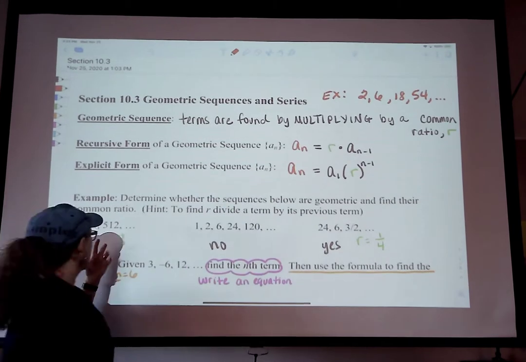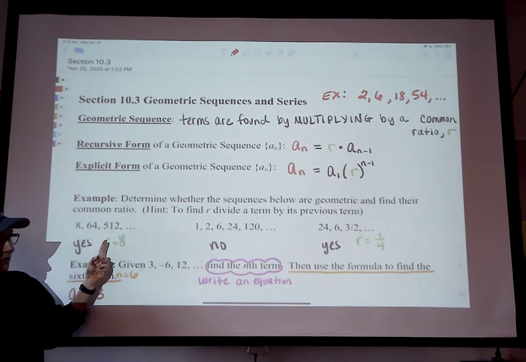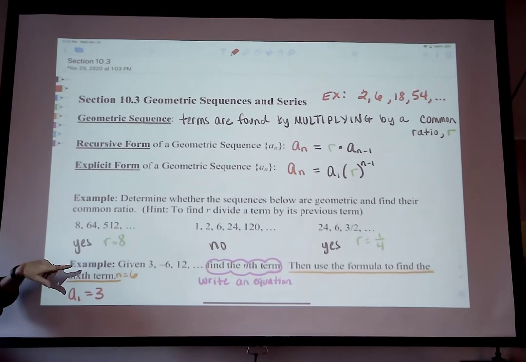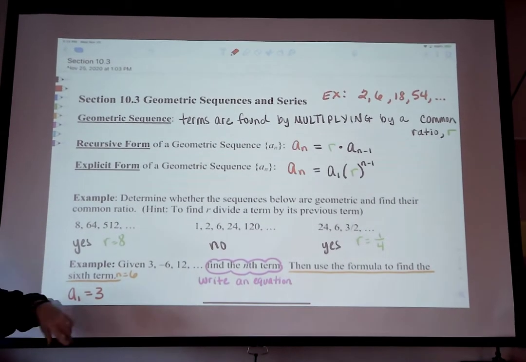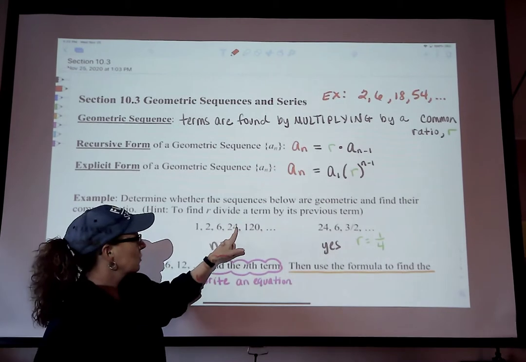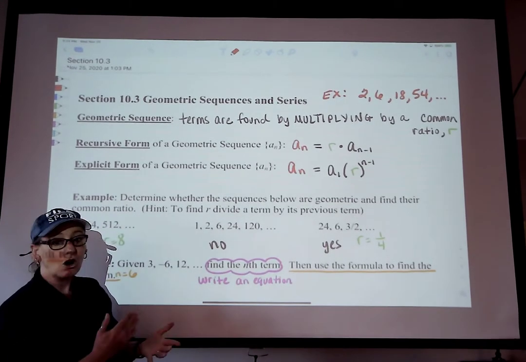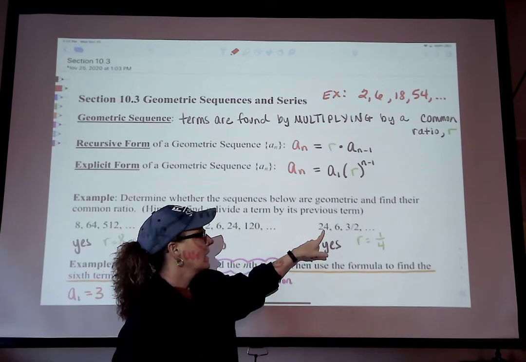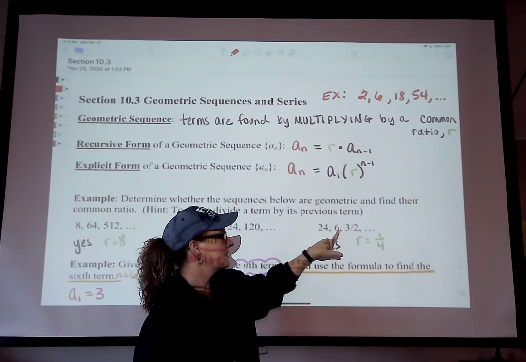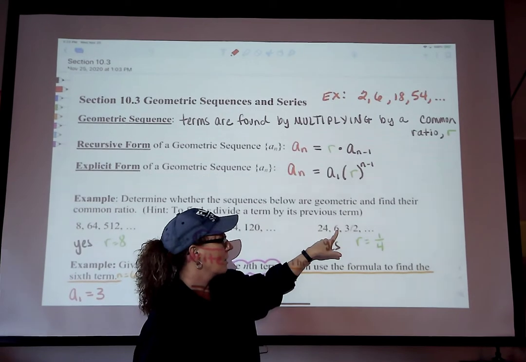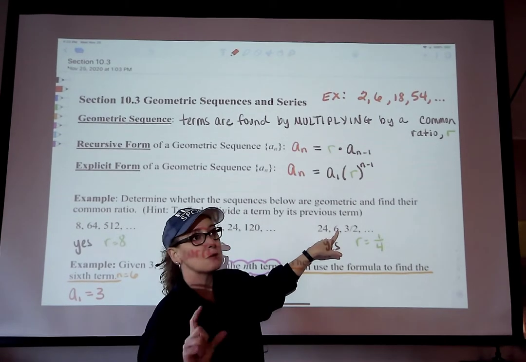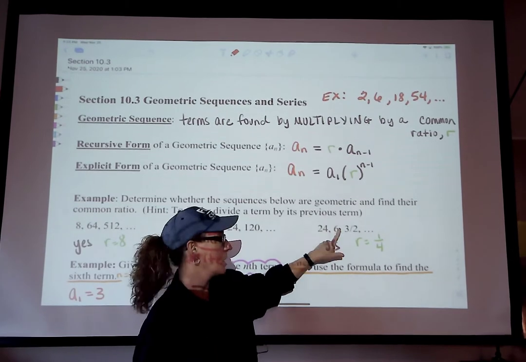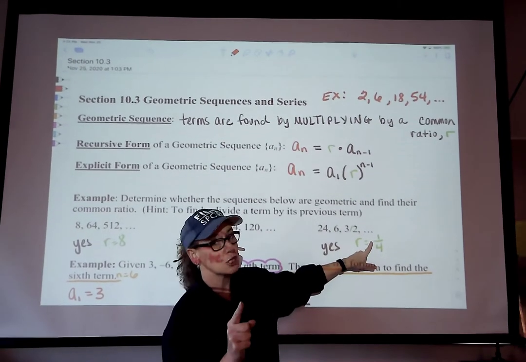In these, again, we're looking to see, are they geometric? And if so, what's R, the common ratio? You can see that you're multiplying by 8. Yes, it's geometric. R is 8. Times 2, times 3, times 4, times 5. No, it's not geometric. R isn't a constant throughout all the terms. You might say, oh yeah, I see, we're dividing by 4. Well, division by 4 does not determine a geometric sequence. Multiplying by a fourth determines a geometric sequence.